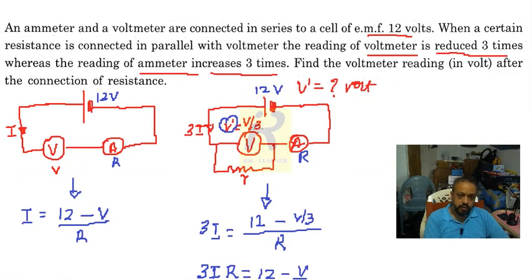V dash is V divided by 3, which is already given. So V dash is equal to, what is the value of V we got? 9 volt divided by 3. So this is equal to 3 volt. That means our answer for this question is 3 volt.